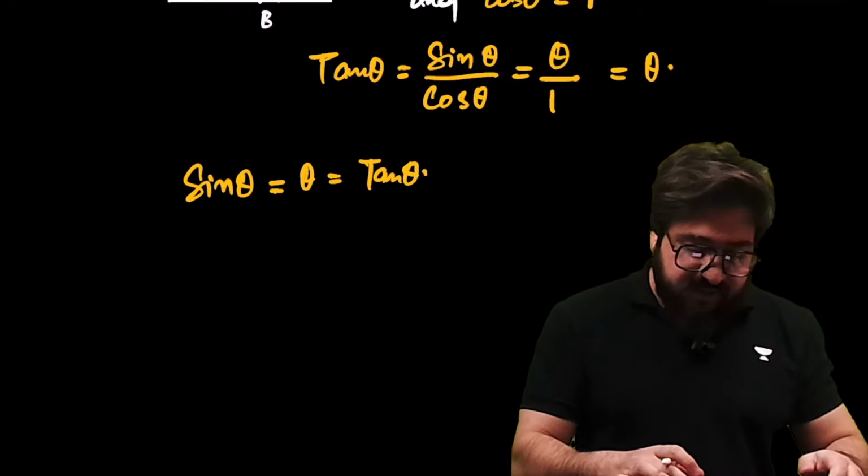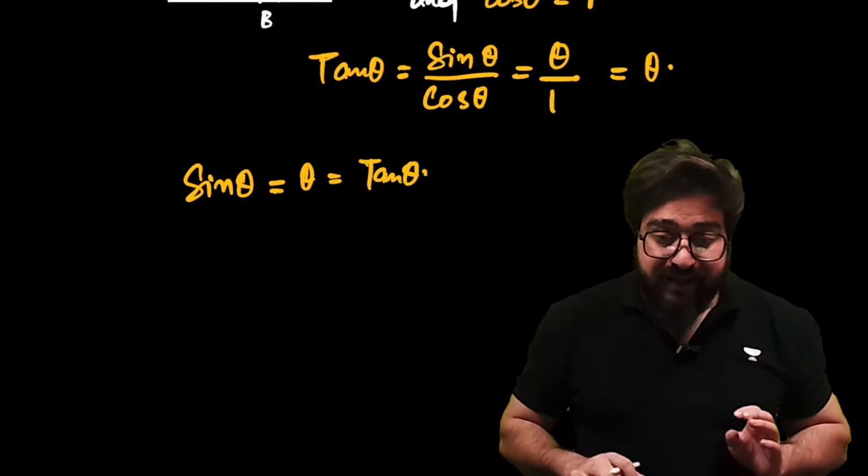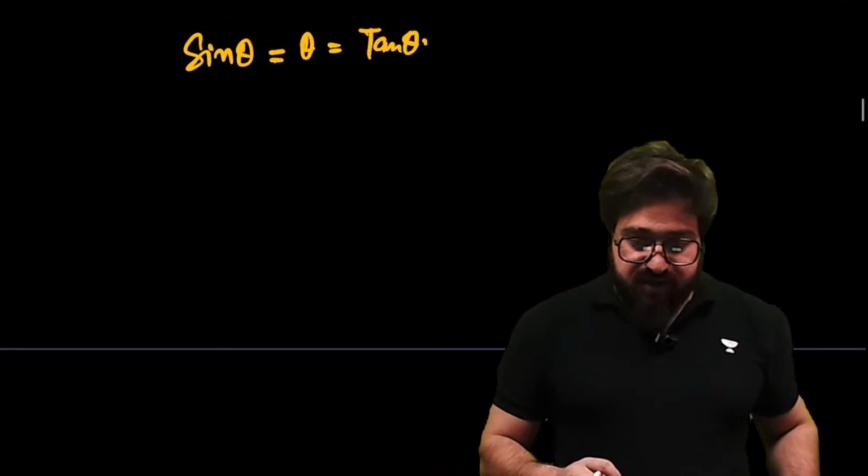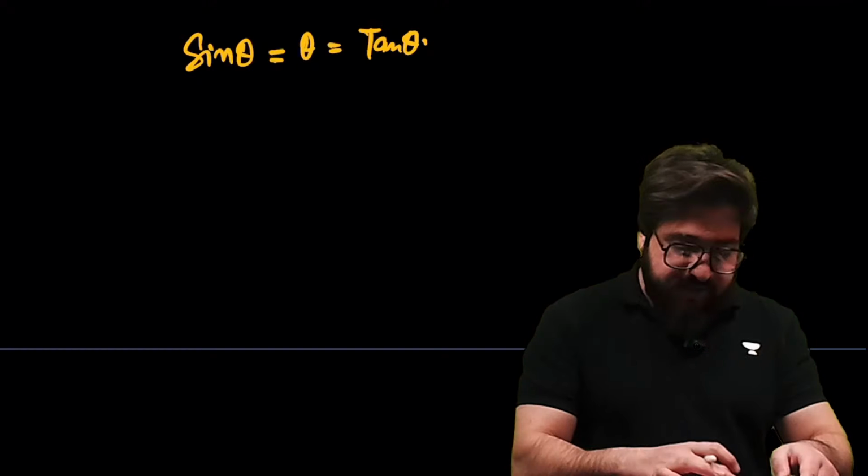Tell me in the chats, is this crystalline clear? This is for small angles. That's why we say small angle approximation. Is this crystalline clear to each and everyone? Tell me in the chats, guys, everybody of you.